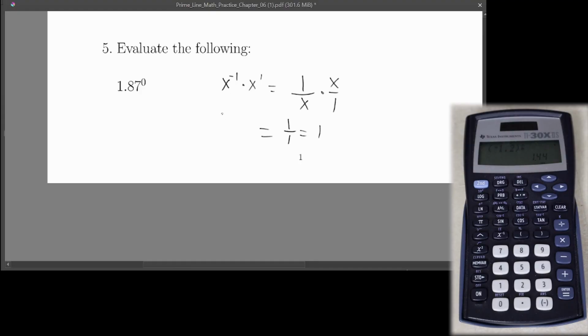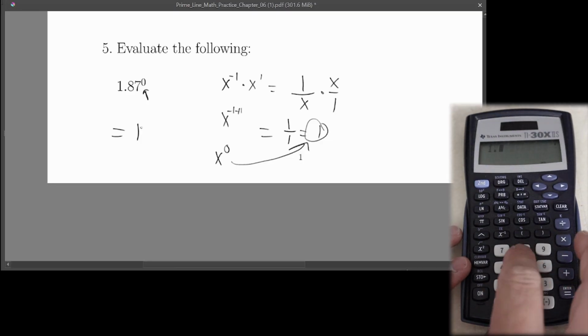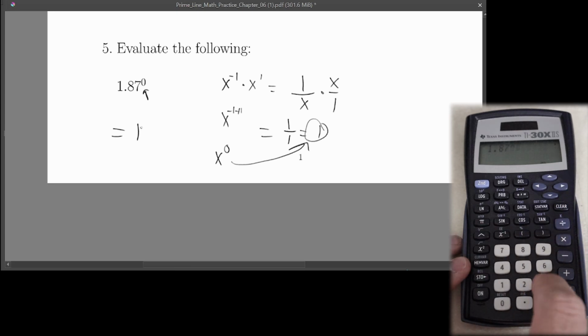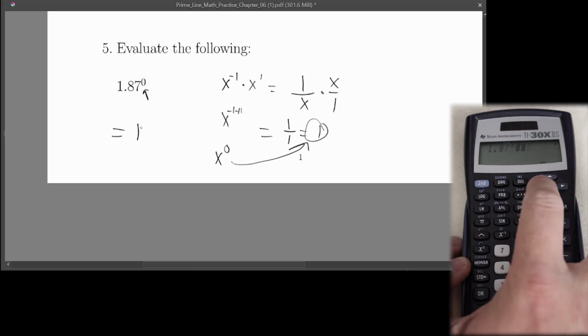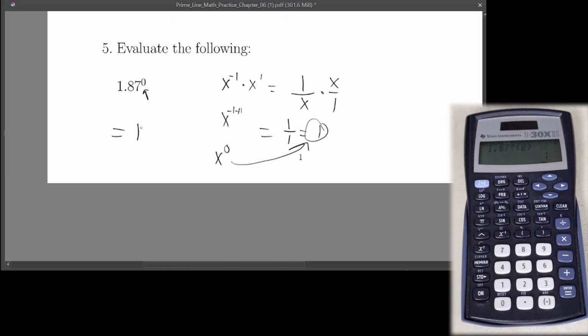Notation-wise, we could write this as x to the -1 plus 1 in our powers, which becomes x to the 0, which equals 1. So our shortcut on this is anytime we see something to the 0 power, we can assume that it's equal to 1. So we can place our value to the 1. On our calculator, 1.87 to the 0 power, put that in parentheses, and you get 1.